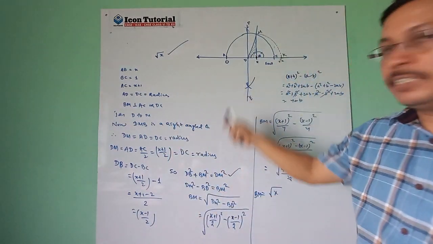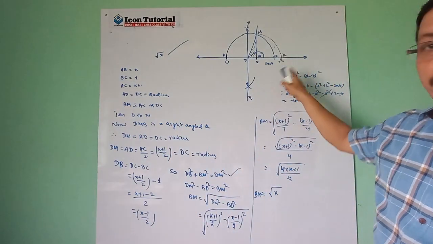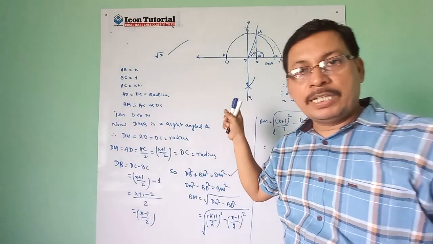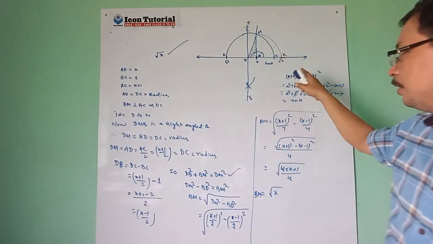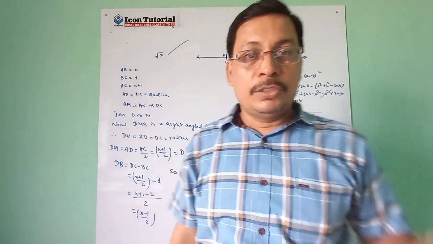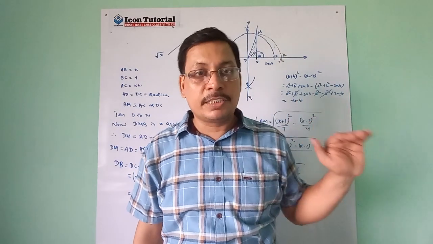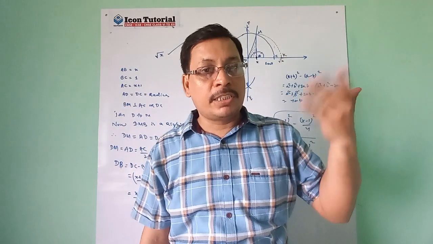So here the justification is done, and we have also proved how to represent the value of root x on the number line. Understood? Okay, today this part is finished. Next part we will discuss later.